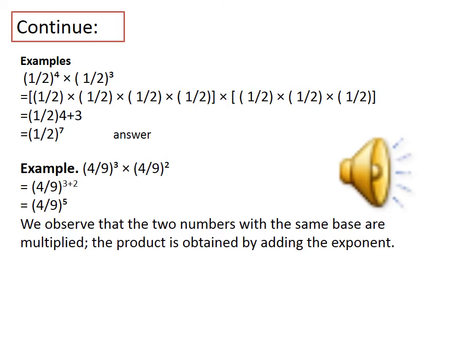Another example, 4 over 9 power 3 and 4 over 9 power 2. Again bases same, 4 over 9 base same, powers will be added, 3 plus 2, 5. We observe that two numbers with the same base are multiplied. The product is obtained by adding the exponents. I hope you all are clear about this first law, which I have discussed with you with so many examples.